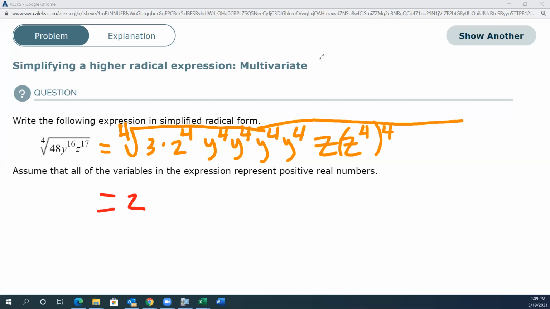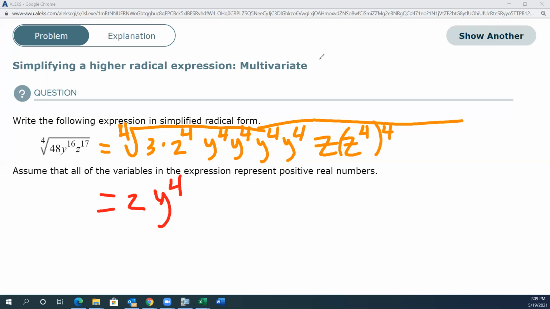I can't pull any 3's out. I've only got 1 of them. I need 4 to pull them out. I have, here's a set of 4 items. Okay, I've got 4 of these y to the 4th creatures, so I can pull out a y to the 4th, or I can pull out a y, then a y, then a y, then a y, and still get the same thing. All right.